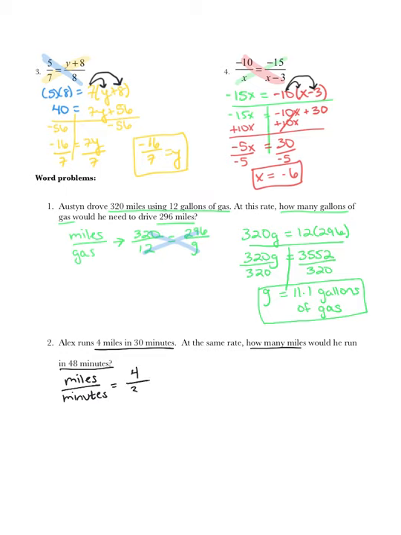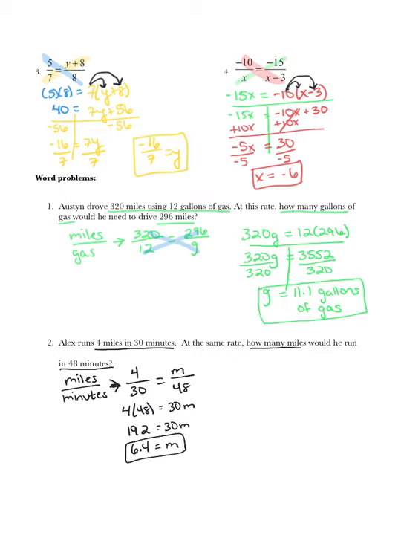4 miles in 30 minutes equals, we don't know how many miles, but for 48 minutes. So 4 times 48 equals 30 times the unknown. 48 times 4 is 192, equals 30 times the unknown. That gives 6.4 miles in 48 minutes.